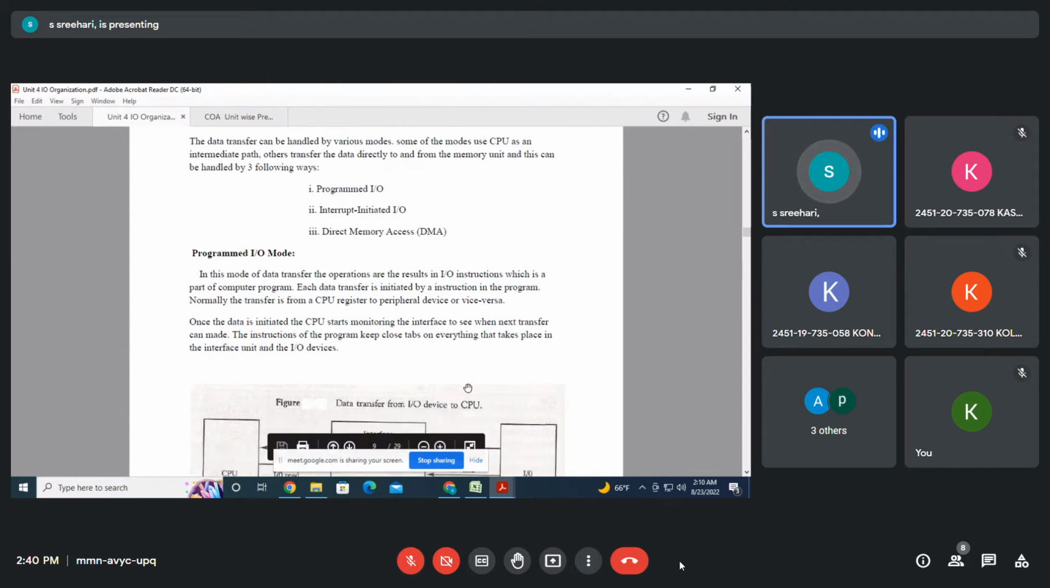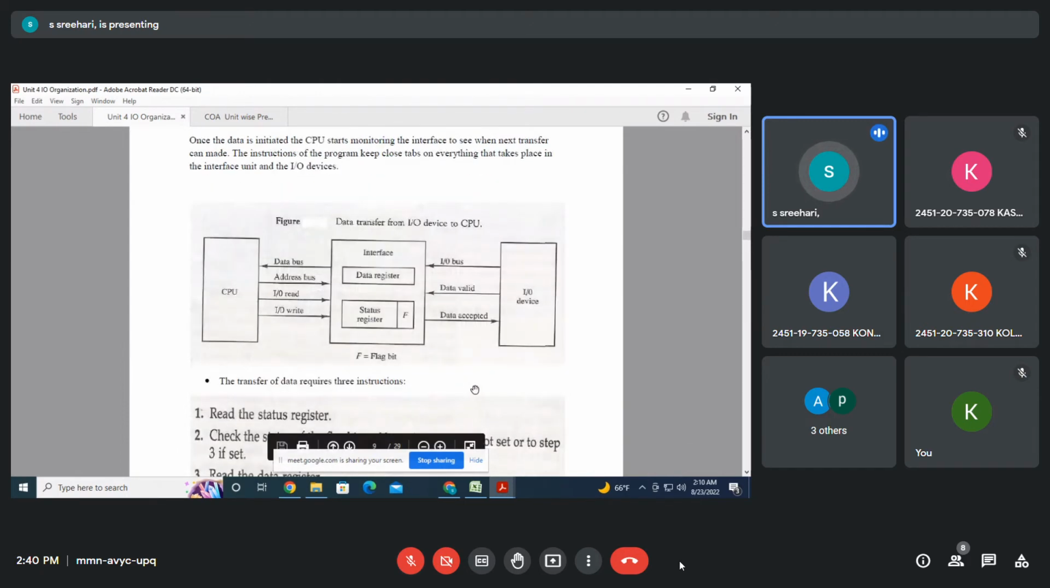A programmed IO is nothing but whatever program is written, it is executed like that. It involves your CPU. Example, we need to explain with this one. We have one CPU here, and we have IO devices here. We connect the CPU with the IO devices.